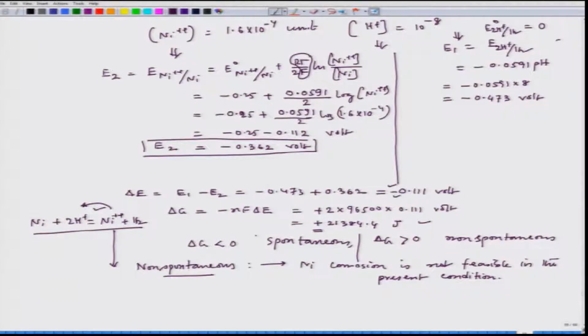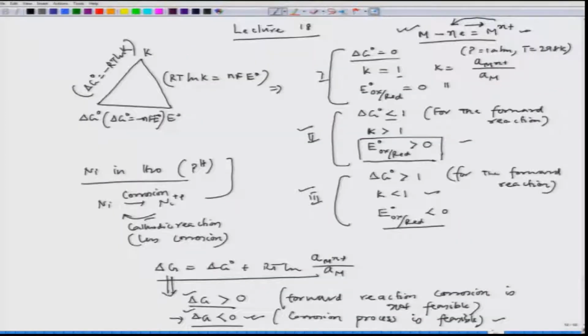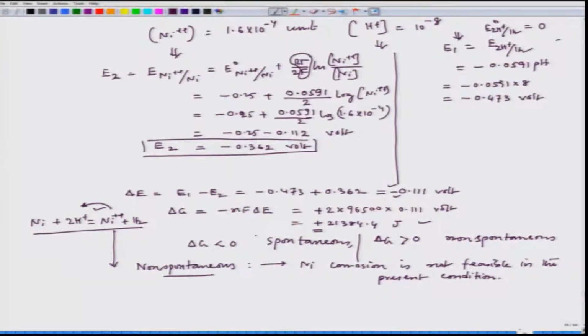In order to find out whether nickel would corrode or not, we are doing the calculations and all these considerations starting from here. If you see this slide, there is an entire lot of calculations, and finally our primary interest is to find whether del G is negative or positive for the process.